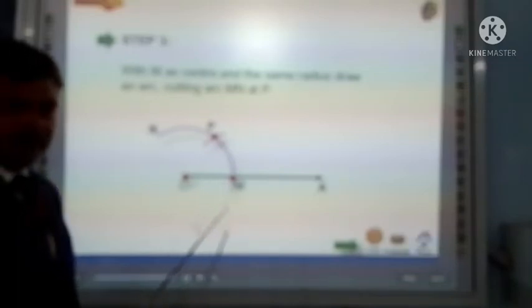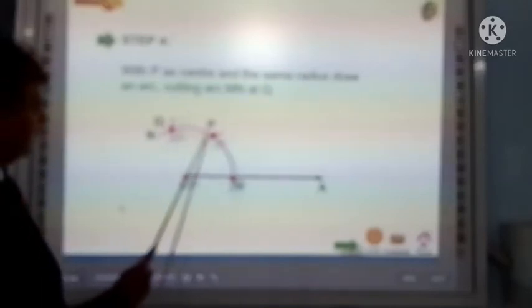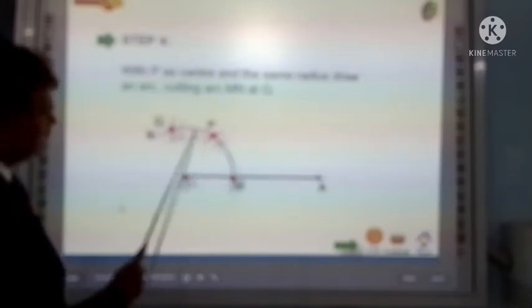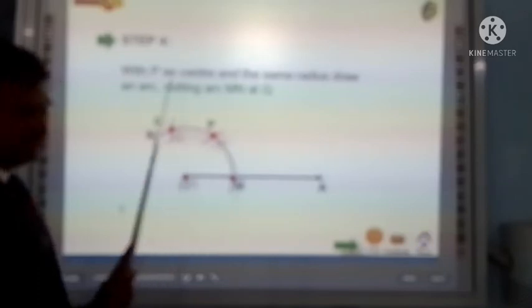Step 3. With N as center and the same radius, draw an arc, cutting arc NN at P. First of all, cut off a 60 degree angle. Step 4. With P as center and the same radius, draw an arc, cutting arc NN at Q. Next, cut an arc of 120 degrees. Then bisect this space. This is 60, this is 60. If we bisect it, then it will be 30. 30 plus 60 is 90.